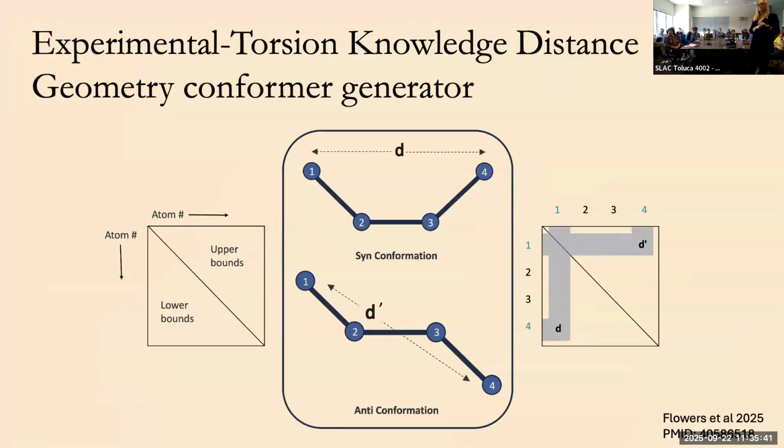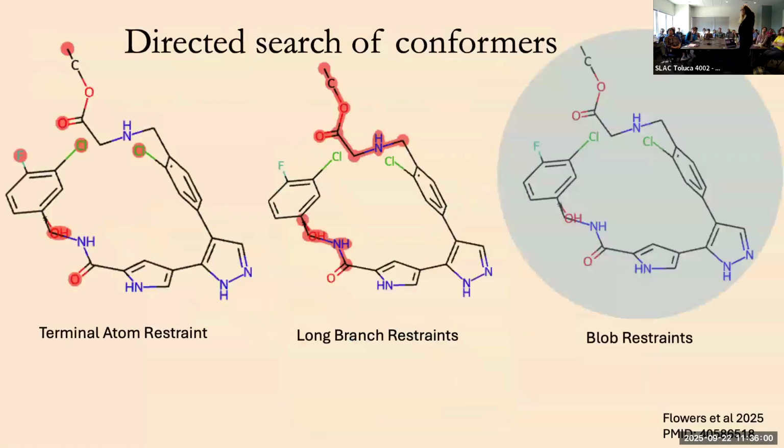And so what Jessica did is she turned to the RDKit, the experimental torsion knowledge distance geometry conformer generator, which can generate conformations looking at the longest and shortest distance between every atom. Because we were looking at experimental data, we also restricted the sampling in very specific ways, looking at terminal restraints, blob restraints, or fitting within the binding pocket.